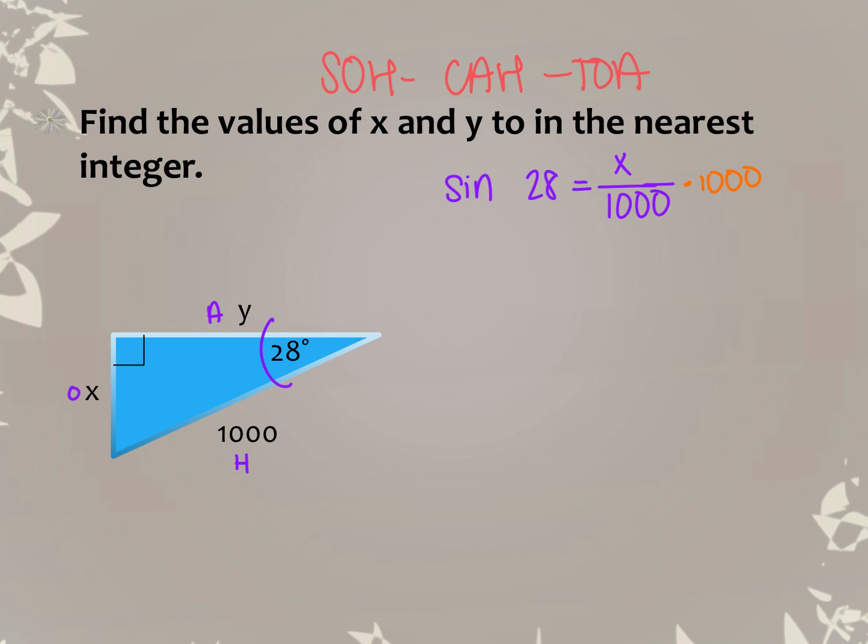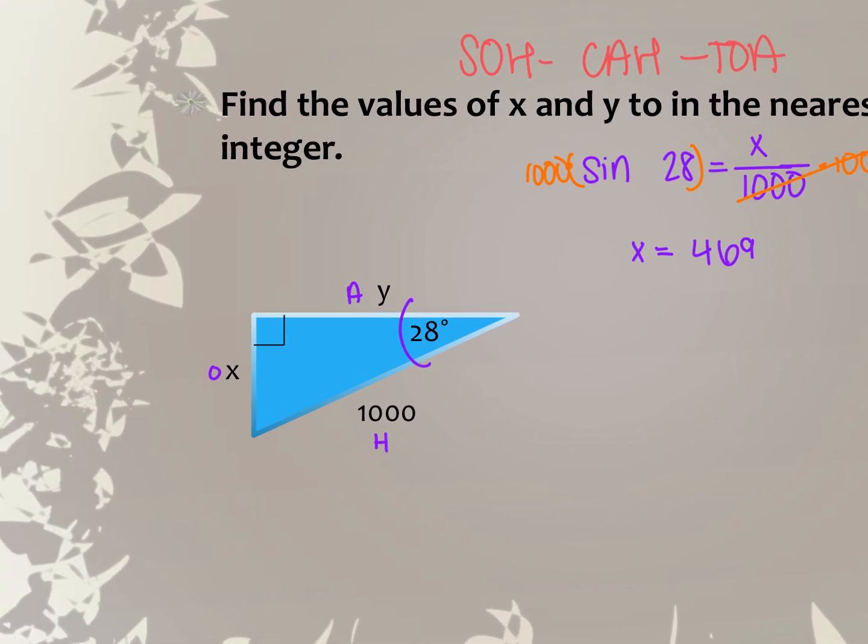All right, multiply both sides by 1,000. These are going to cancel out. If you plugged it into your calculator and solved it correctly, x equals, round to the nearest whole number, nearest integer, what did you get? Good, 469. Okay, there are 2 ways that I can solve this.